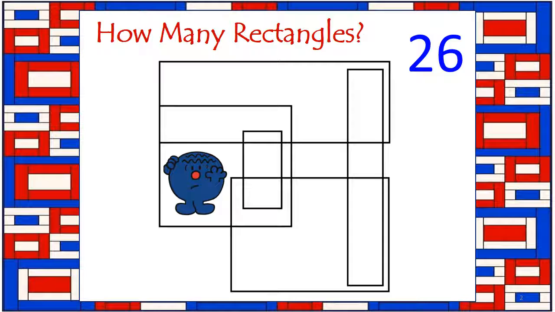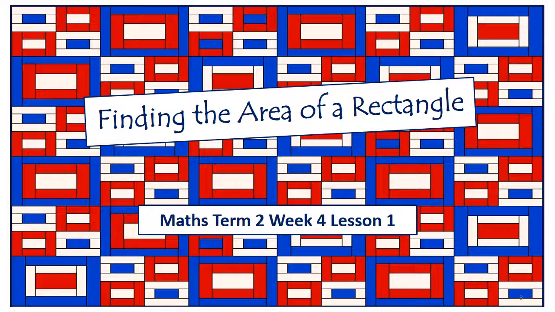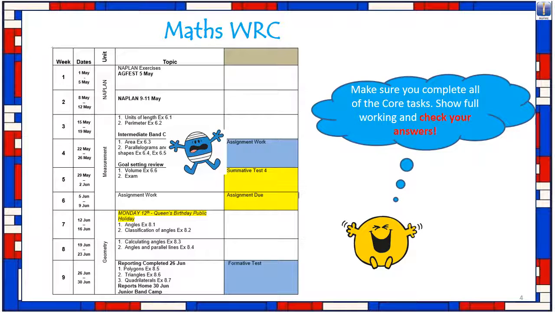There's a little activity that you can have a go at to get you started. It's 26 rectangles. So what are we doing? We're looking at area today, area of simple shapes and compounded shapes, as in just straight rectangles and then bigger shapes that we break down into smaller shapes.